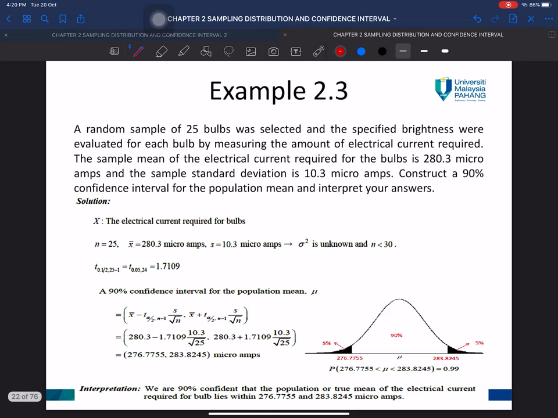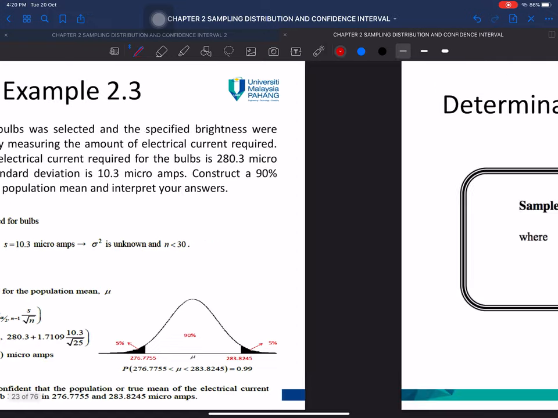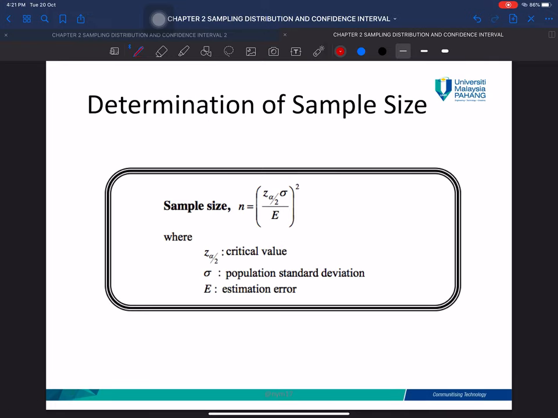So this is example 2.3, determination of the sample size. The second objective of this confidence interval is to determine the sample size by using the concept of confidence interval for the population mean. So you have this formula, also in your statistical table, page 8. We have two formulas for the sample size.